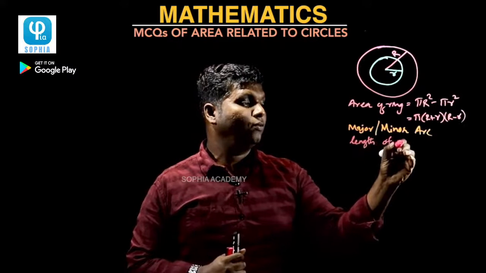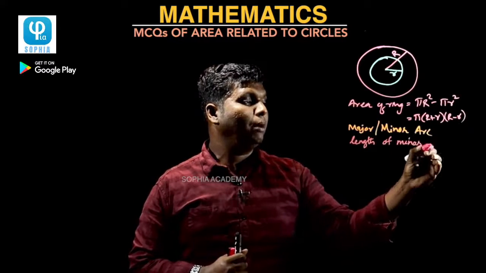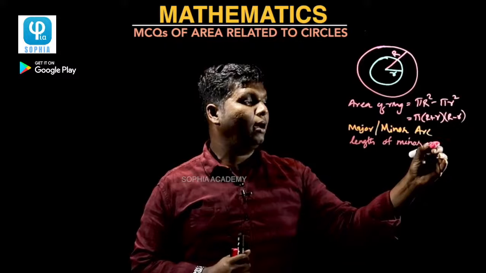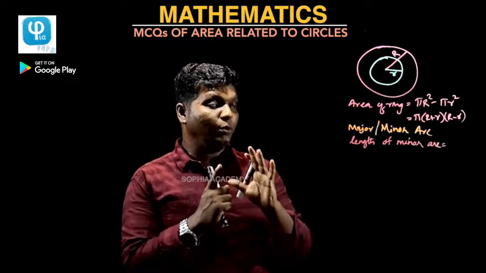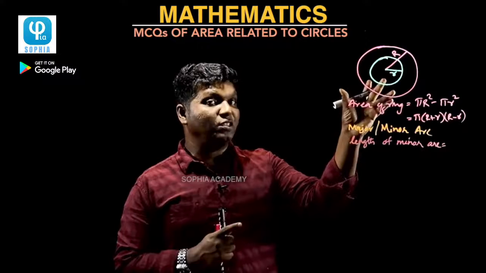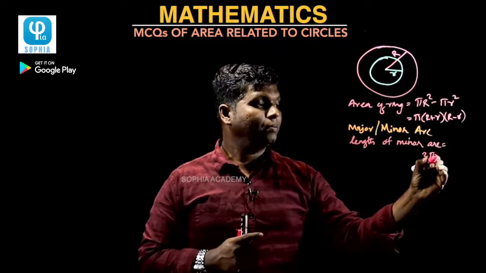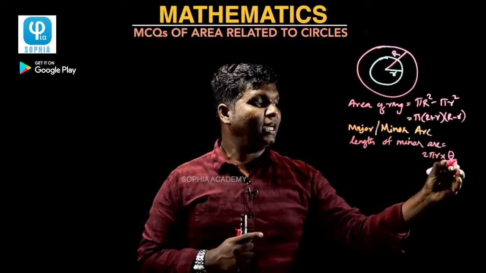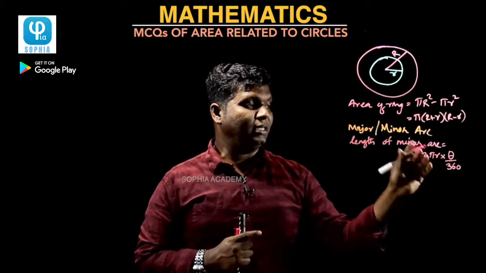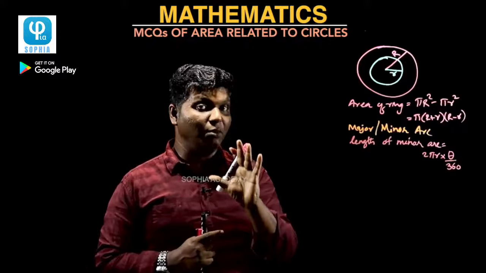Length of minor arc is equal to, watch this one very carefully. We already know the circumference of the circle was 2 pi r. So it is 2 pi r into theta divided by 360. Theta is actually the angle measure.